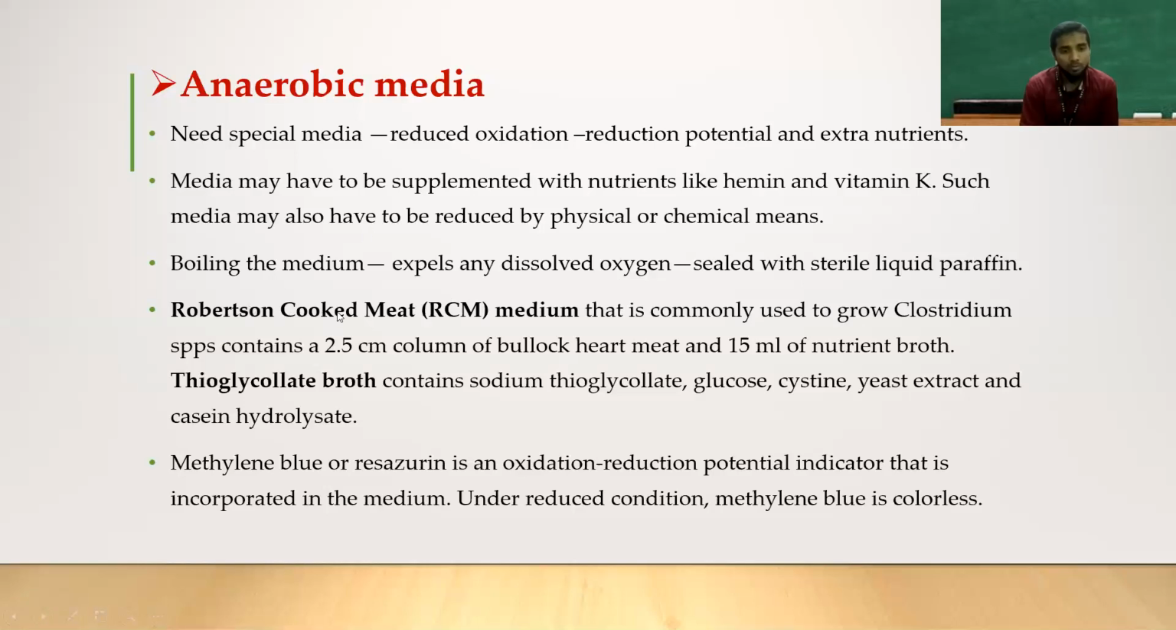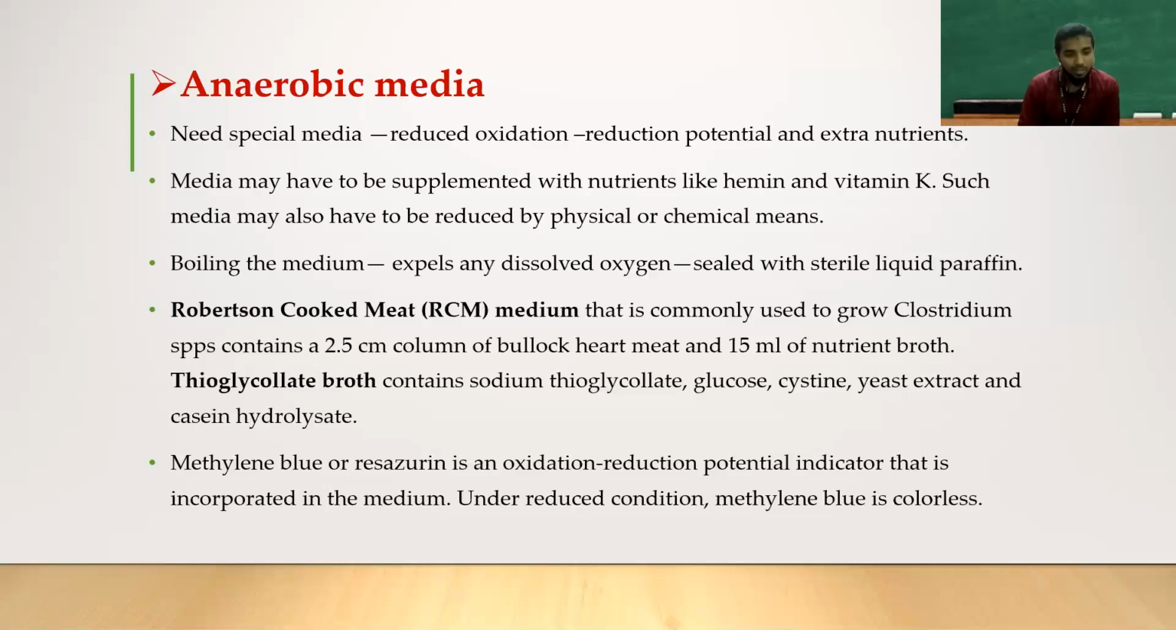Next is Robertson cooked meat, that is RCM medium. It is commonly used for growing Clostridium species and contains a 2.5 centimeter column of bullock heart meat. Bullock, as you know, the bullock's heart meat, 2.5 centimeter column, and 15 ml of nutrient broth, and thioglycolate broth, which contains thioglycolate, glucose, cysteine, which is an amino acid, and yeast extract and casein hydrolysate. This was the composition of Robertson cooked meat.